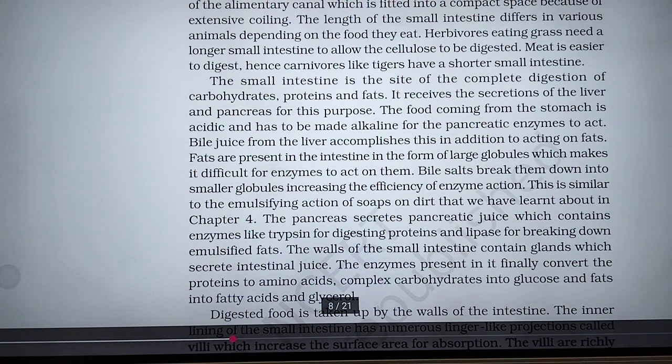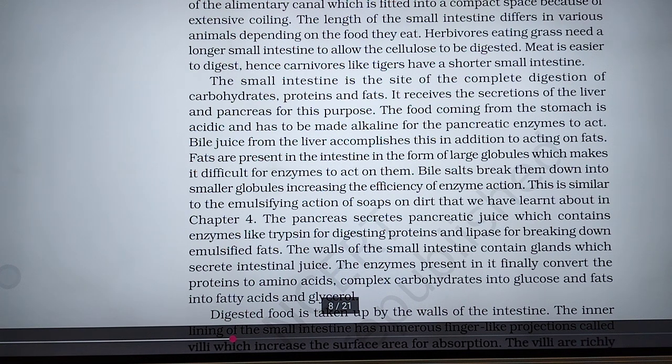Now, the food coming from the stomach is acidic and has to be made alkaline for the pancreatic enzyme to act. It means the food that is coming from the stomach is acidic because of hydrochloric acid and has to be made alkaline for the pancreatic enzyme.